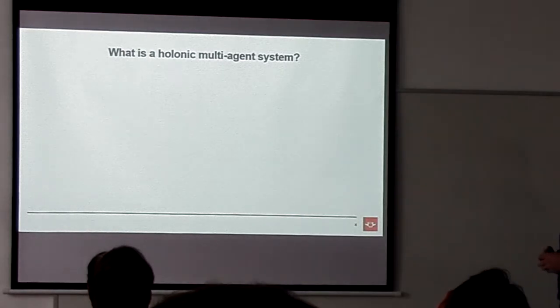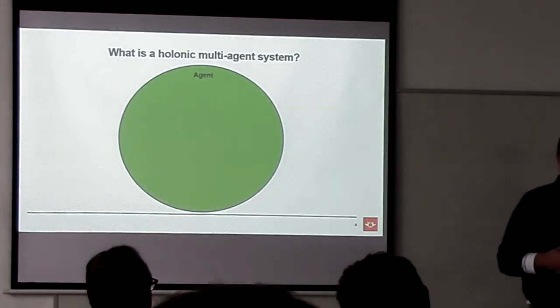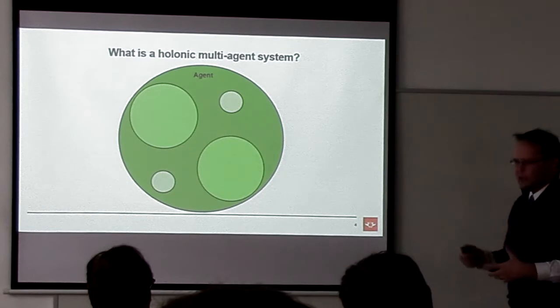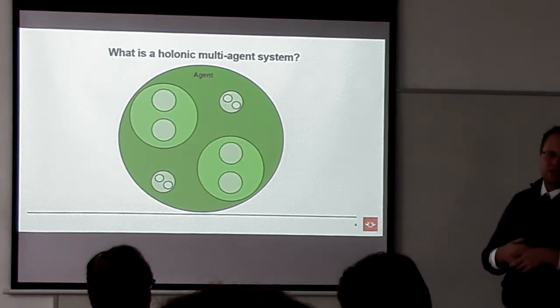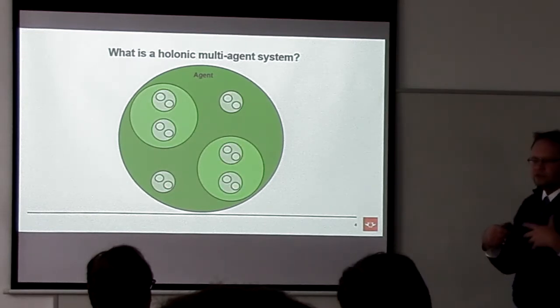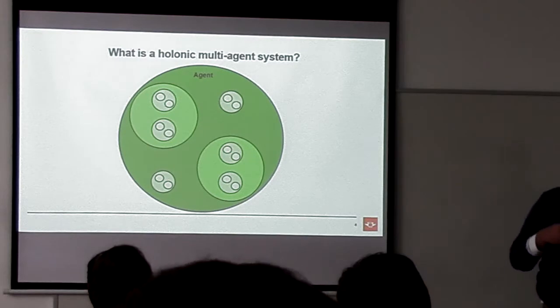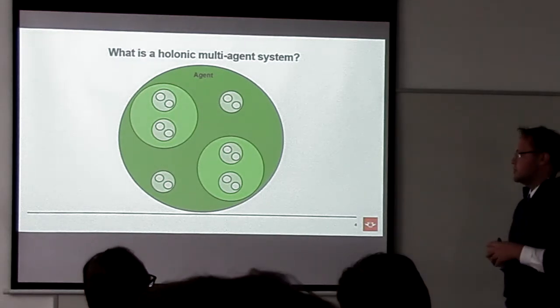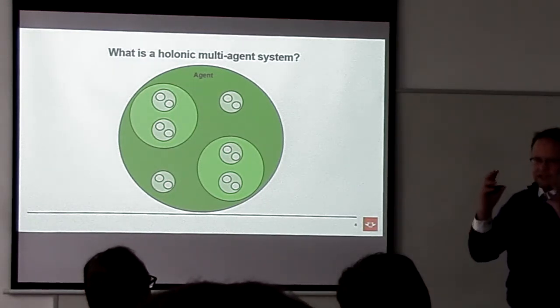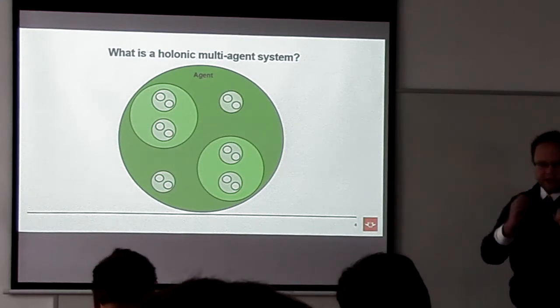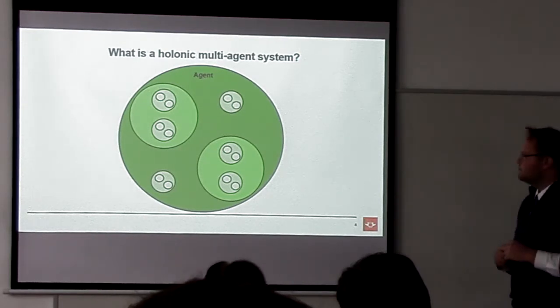It's actually very simple. We take a very big agent and we subdivide it into smaller agents, and they subdivide into smaller agents, and so this process continues recursively. And each agent, as it gets smaller, becomes more context specific and it solves a smaller problem. So a holonic system is great for taking a very big problem and subdividing it into smaller problems.